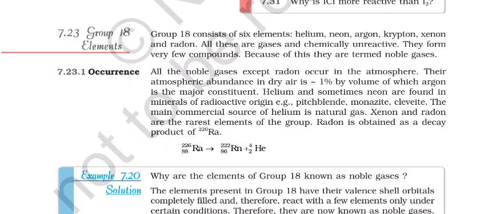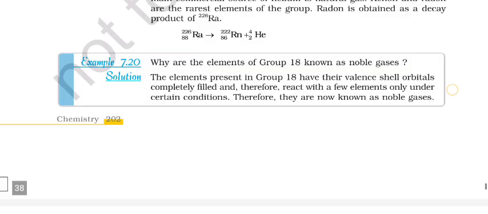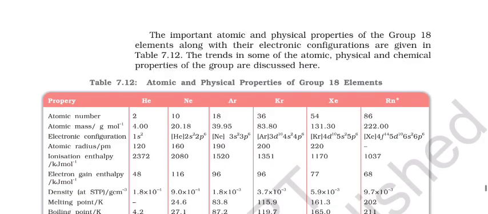Xenon and radon are the rarest elements of the group. Radon is obtained as a decay product of 226Ra. The important atomic and physical properties of the group 18 elements along with their electronic configuration are given in table 7.12. The trends in some of the atomic, physical and chemical properties of the group are discussed here.